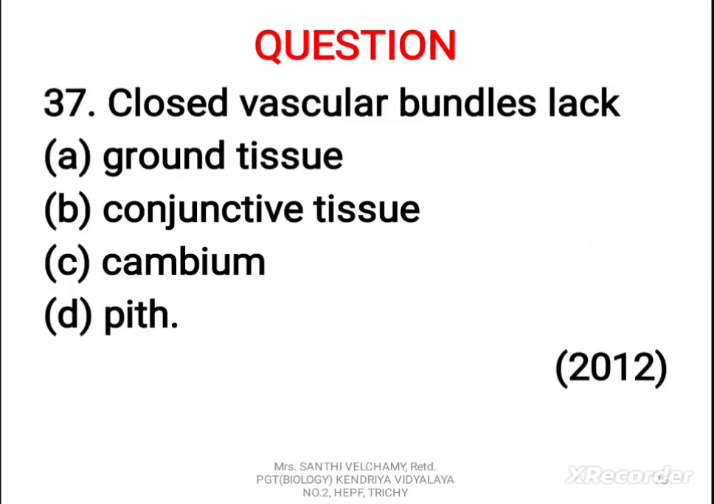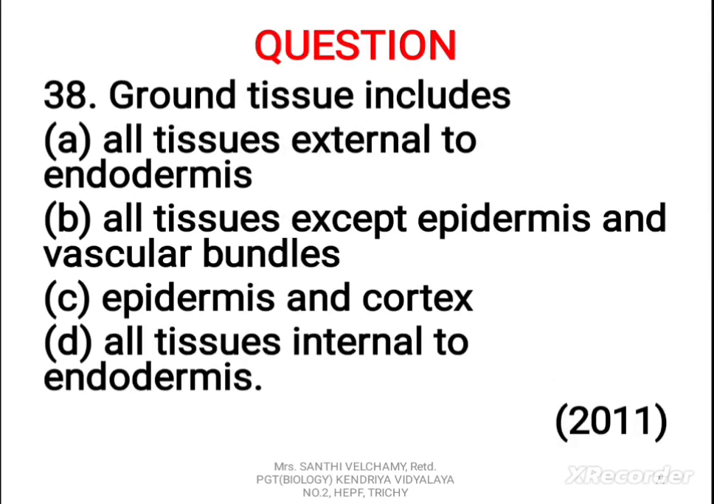Next one, 37. Closed vascular bundles lack A. Ground tissue, B. Conjunctive tissue, C. Cambium, D. Pith. The correct answer is C, cambium. A vascular bundle consists of complex tissues, xylem and phloem. In monocots, cambium is absent, so they are known as closed vascular bundles.